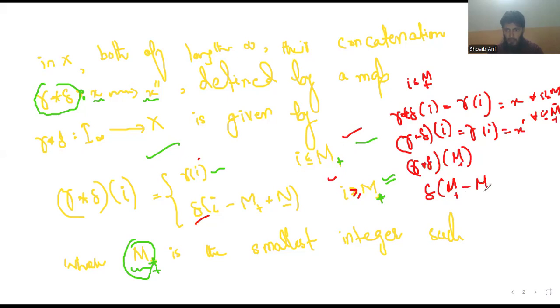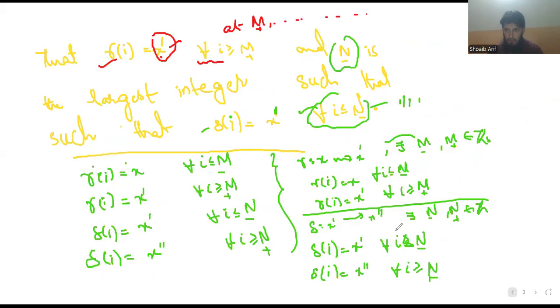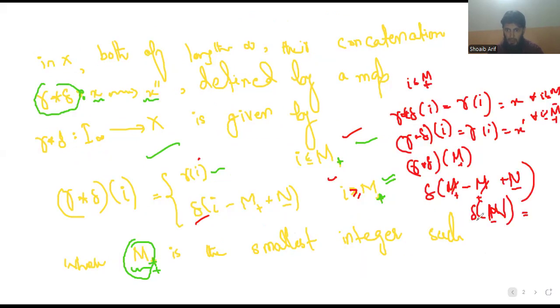So what we will get is m plus minus m plus plus n minus. The positive and negative m plus cancel. Then we will get sigma of n minus. So according to the definition of sigma, less than or equal to n, we will get x prime.